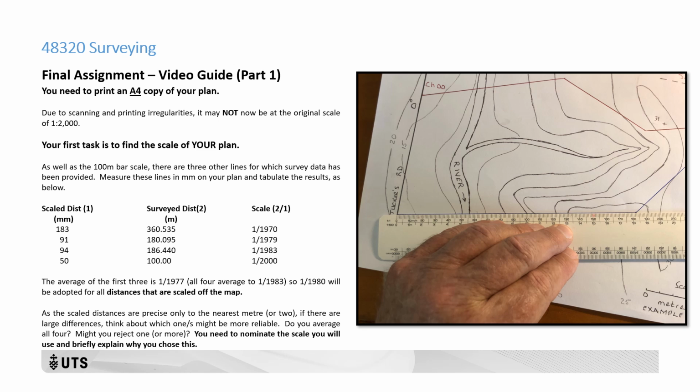Now, look, for convenience and for logic, just always round your scale off to the nearest 10 units. Do not use 1977 or 1983. Always round it off to the nearest 10. Now, you've got to remember that the scale distances are only going to be precise to the metre or two. So if you do get some large differences in the scale, you might decide to reject 1 or 2. So one of the things you'll want to do is when you nominate what scale you've used, you'll need to tell us why you've made that decision.